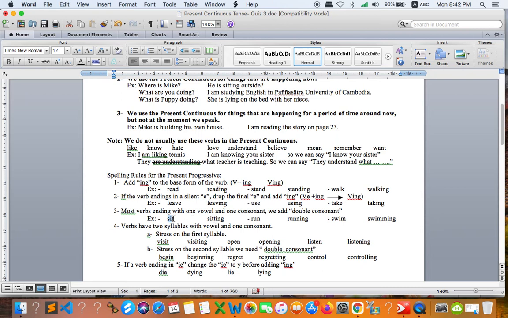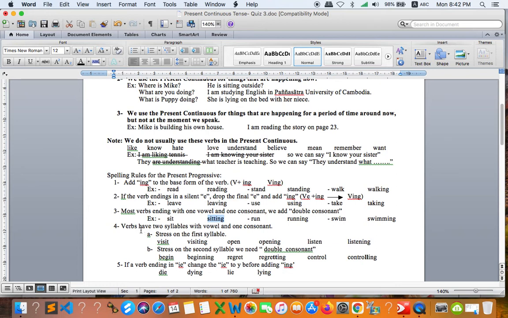For example, the final consonant of the verb sit is letter T, then you have to double it. Run ends in letter N, running, you have to double N. Swim, swimming, double M. The reason is that we have CVC, consonant, vowel, consonant. When it happens, with this kind of rule, you have to add the final consonant before you add ing.